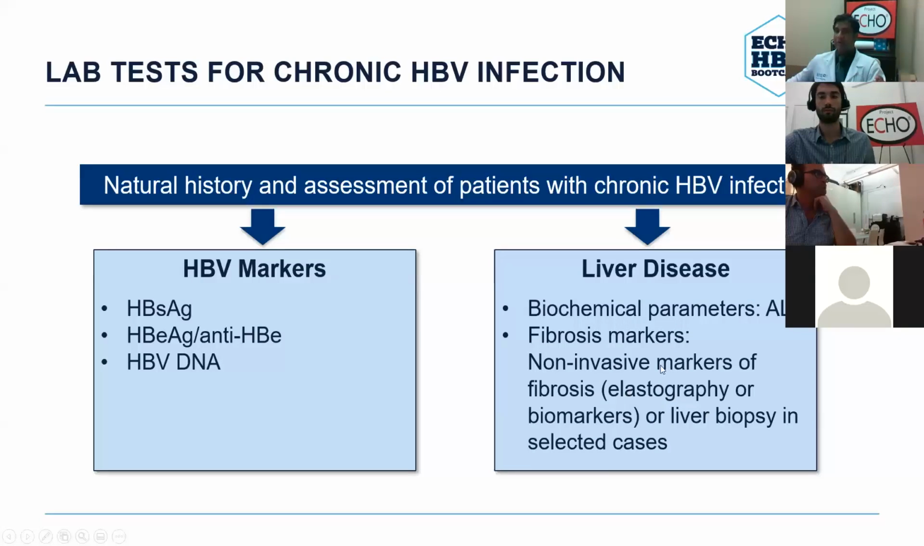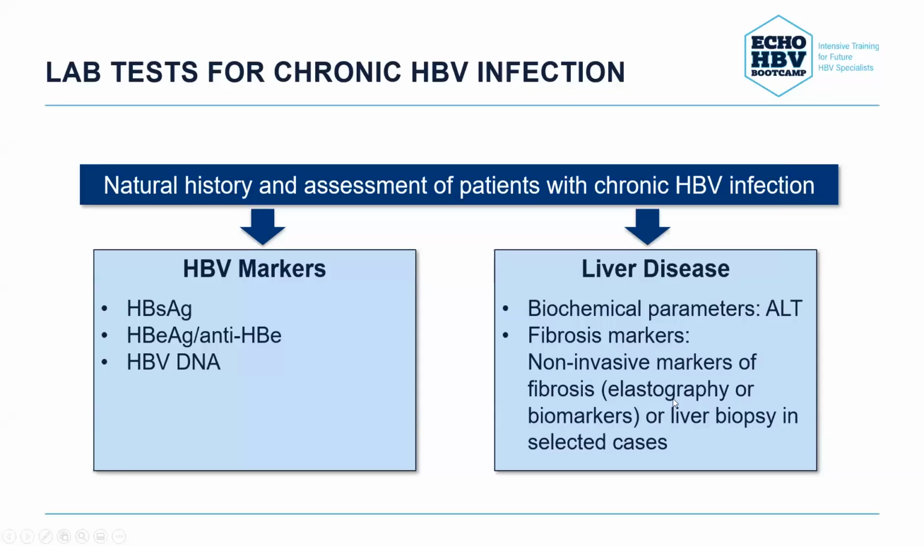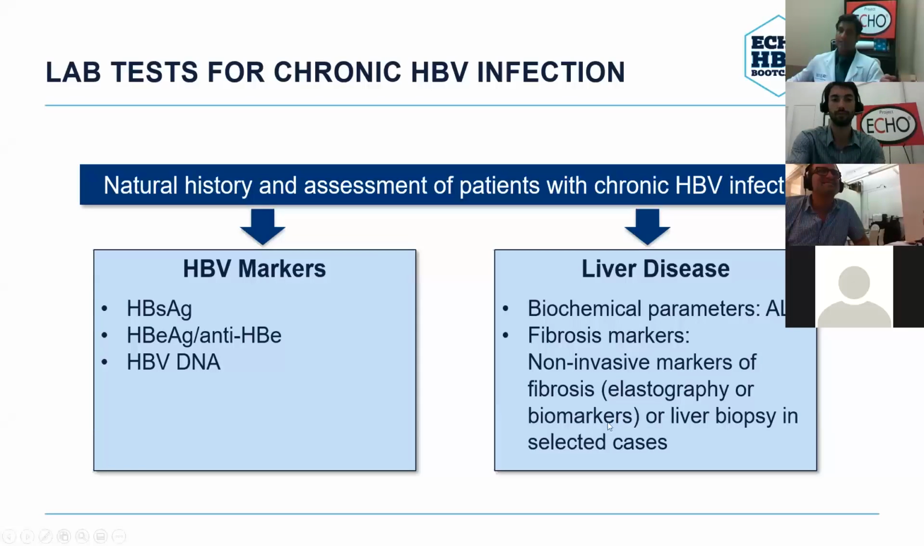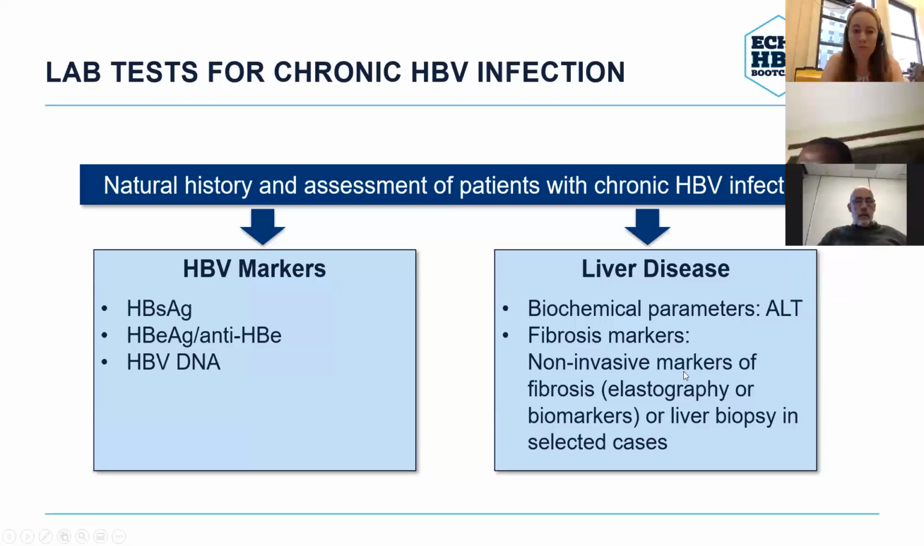So again, a fibrosis marker can be done easily with the use of non-invasive techniques. We use liver elastography, either through FibroScan, or there are several biomarkers. We can use FibroSure, the APRI test. All of these can be easily done non-invasively to assess liver fibrosis. We do use liver biopsy in selected cases, especially in individuals who have hepatitis B and you're suspecting that there are concomitant risk factors like alcohol, iron overload, fatty liver, and other markers of liver inflammation.